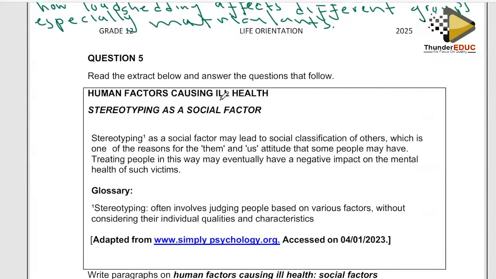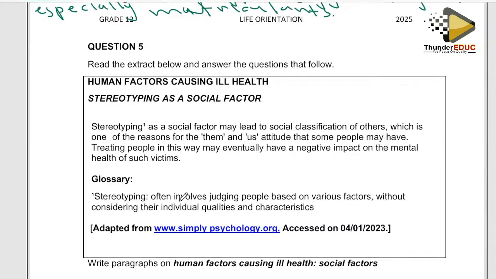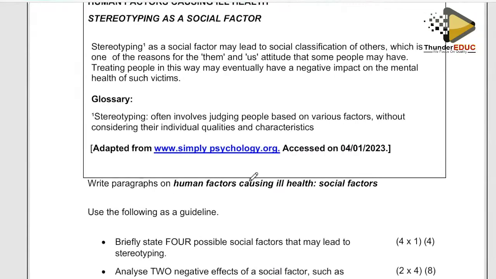Human factors causing ill health. Stereotyping as a social factor. Stereotyping as a social factor may lead to social classification of others, which is one of the reasons for the them and us attitude that some people may have. Treating people in this way may eventually have negative impact on mental health of such victims. Stereotyping often involves judging people based on various factors without considering their individual qualities and characteristics. Adapted from simplypsychology.org.